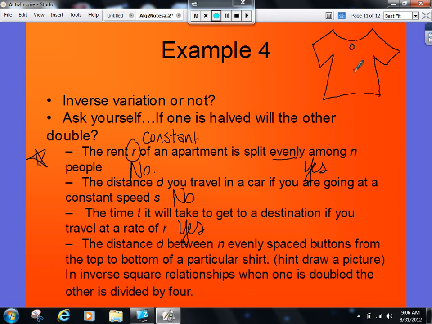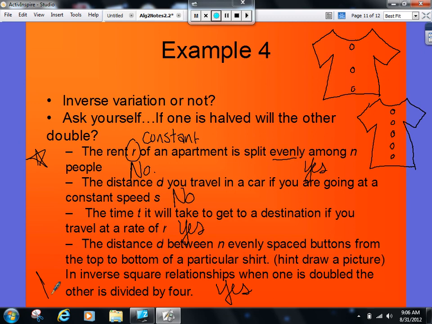Okay, they're asking if I get more distance. So if the distance gets bigger, those are pretty far spaced. There's less buttons. If the distance is less, oh, that one wasn't as good. There are more buttons. You guys see that? So, more space, less buttons. Less space, more buttons. This is inverse variation.